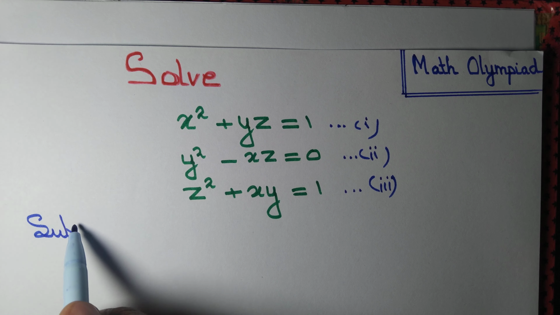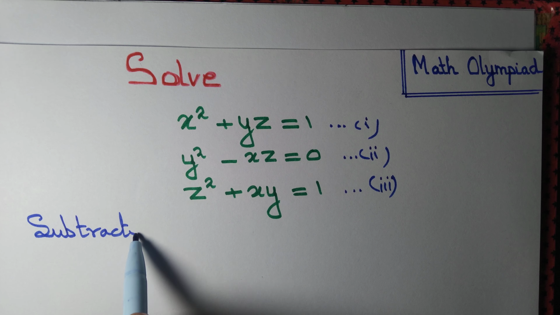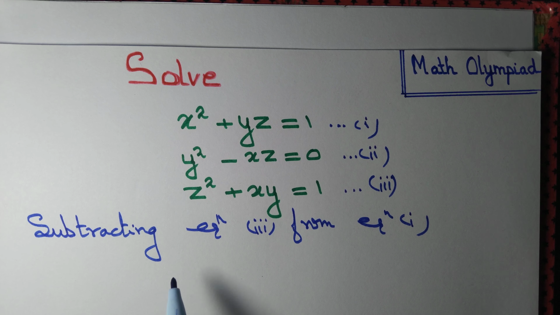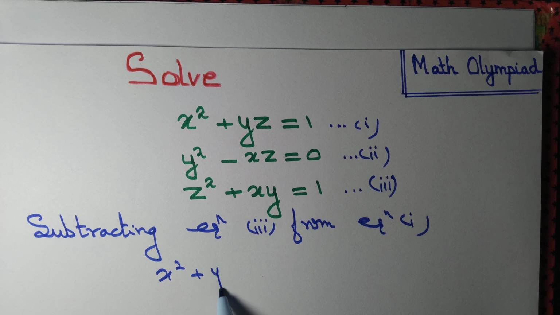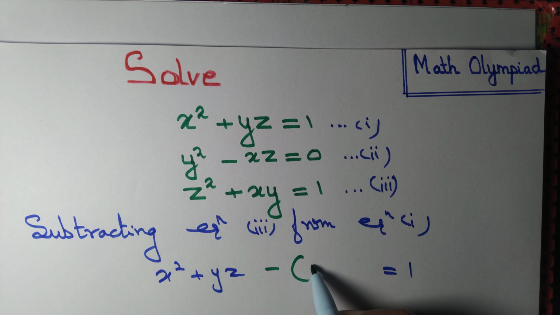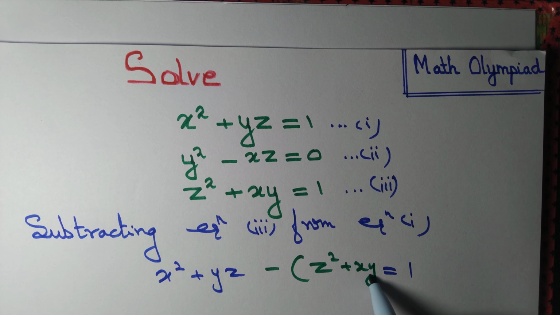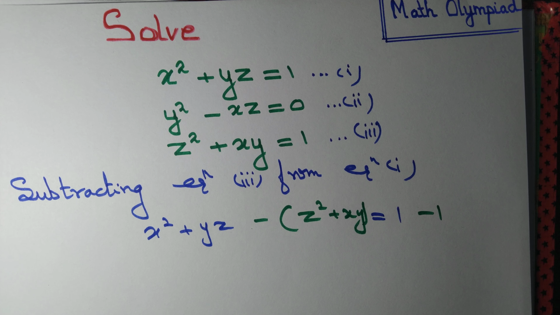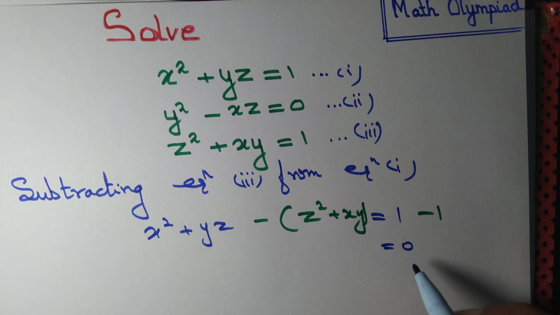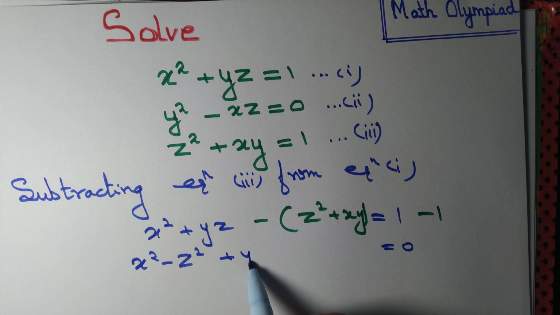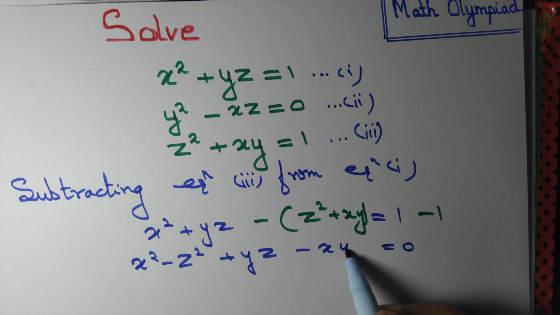Subtracting equation 3: we write equation 1, x square plus yz equal to 1, and then we subtract equation 3 from this equation. Equation 3 is z square plus xy equal to 1, so minus 1. So we are subtracting equation 3 from equation 1 to get the right hand side equal to 0. What about the left hand side? X square minus z square plus yz minus xy.